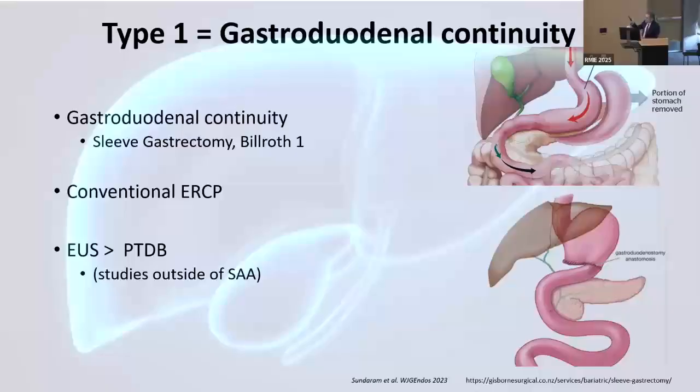You'll see that although you've had some type of surgery and the anatomy is altered, your actual gastroduodenal interface hasn't been interrupted. Similarly with the Billroth 1 procedure, here you have had an interruption, but you still have gastroduodenal continuity. And I think in these cases, conventional ERCP is at the forefront. And if you look at data outside surgically altered anatomy, EUS would probably be favored over PTBD here, and we'll go into that a bit more.